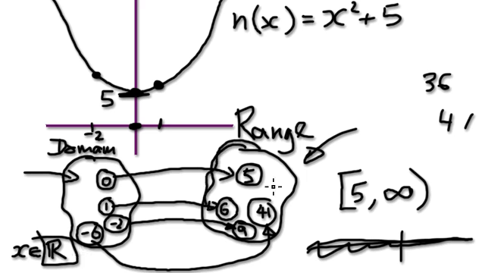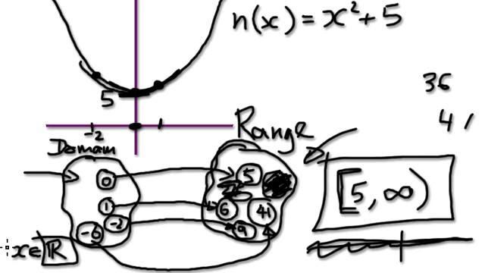And if you look at the range here, the number 3 will never be in here, because the lowest number this could be is 5. Negative 7 would never be in here. So the range is 5 and anything above 5. So this here is a range. The domain is anything on the real number line.